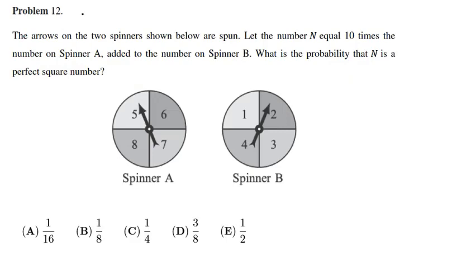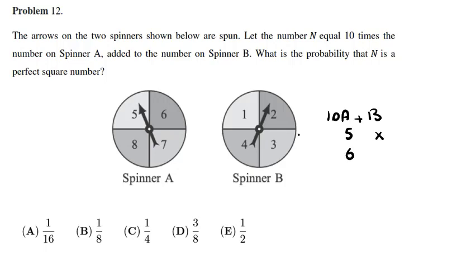Problem number 12. The arrows on the two spinners shown below are spun. Let the number n equal 10 times the number on spinner A. And okay, so let me consider 10A added to the number on spinner B. What's the probability that n is a perfect square number? So you say n, if A is 5, then 50, what is perfect square? We don't have any good case.